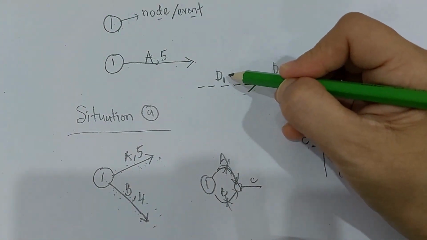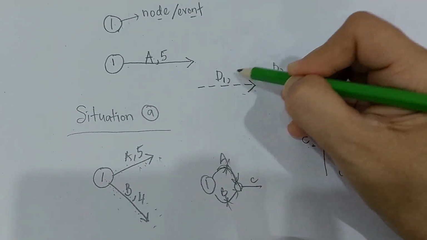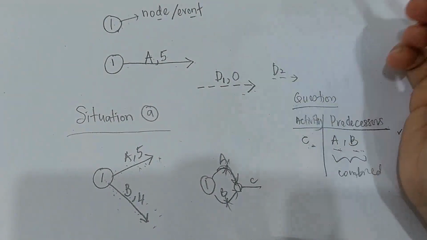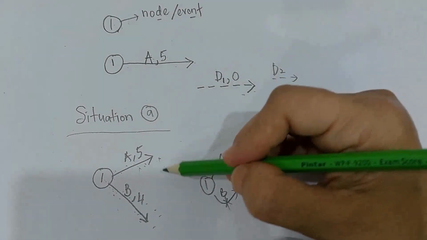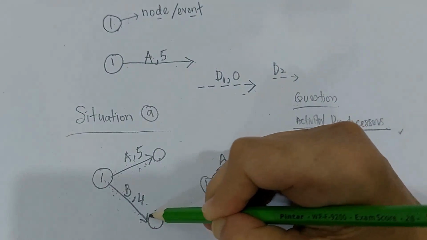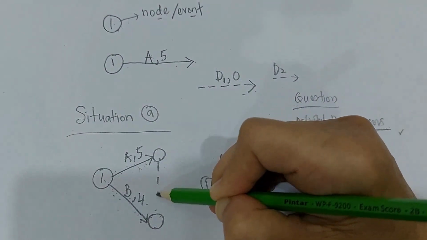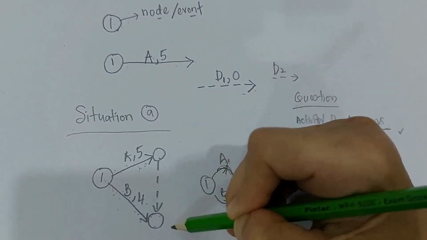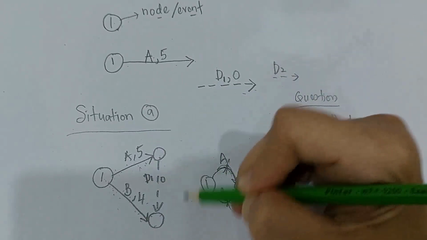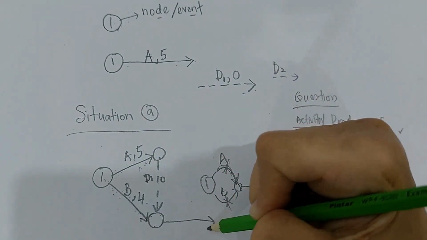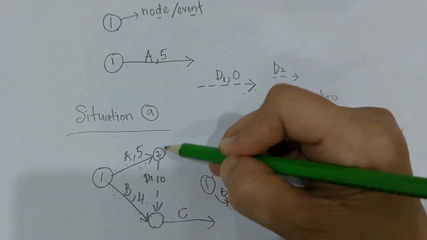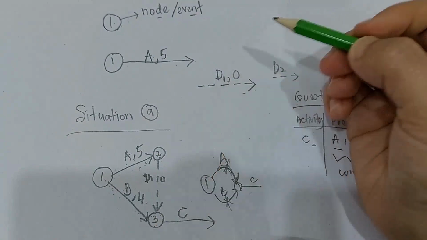And what is the duration, or masa, for a dummy? A dummy always has no duration, so the duration is always 0. To combine these two, we need to draw a dummy line from A going to B. So this is a dummy line. You label it as D1, time is 0, and this is your C. So this is the next number 2, and this is the next number 3.